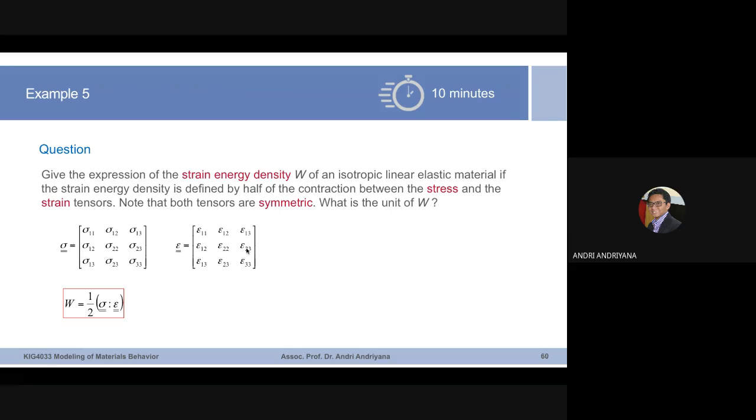So the question is, give the expression. If W is half of the double contraction of matrix sigma with matrix epsilon, like this, what will be the result? And then what will be the unit of W? So I will give you 10 minutes from now. It is 11:30, so I will come back to discuss at 11:40. Okay, quickly.